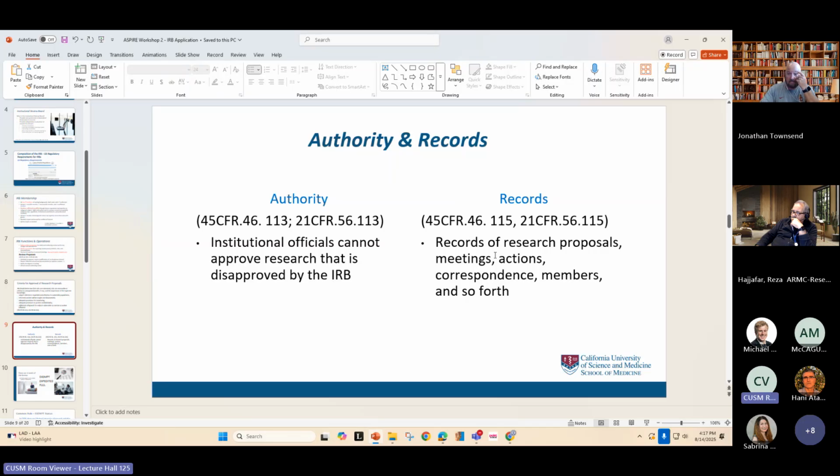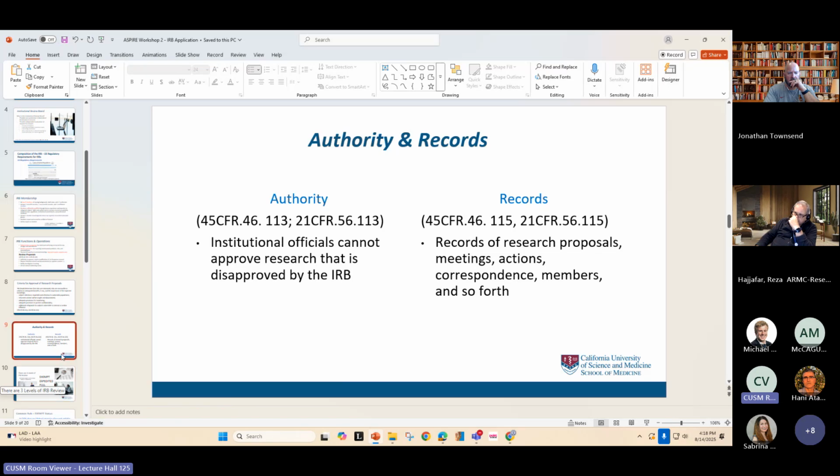In terms of records of research proposals, meetings, actions, any correspondence, names of members and so forth, they are all recorded with the IRB. And I'll give you an example of what those elements are in the latter slides.